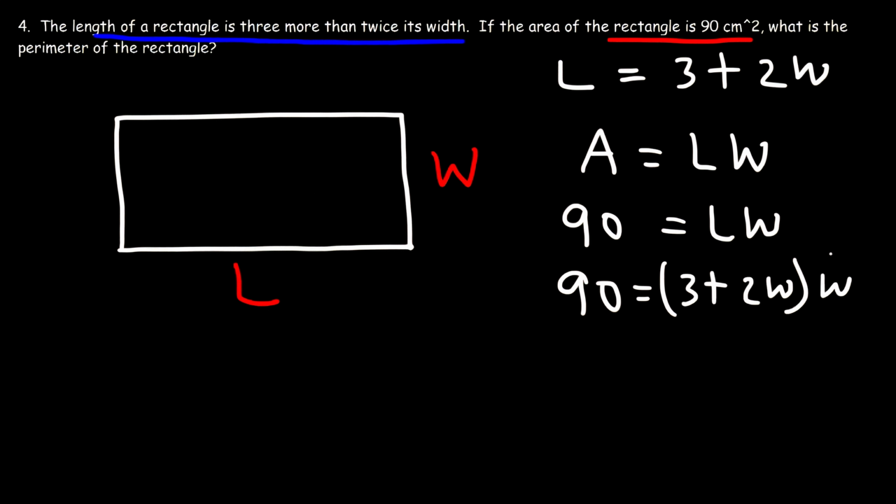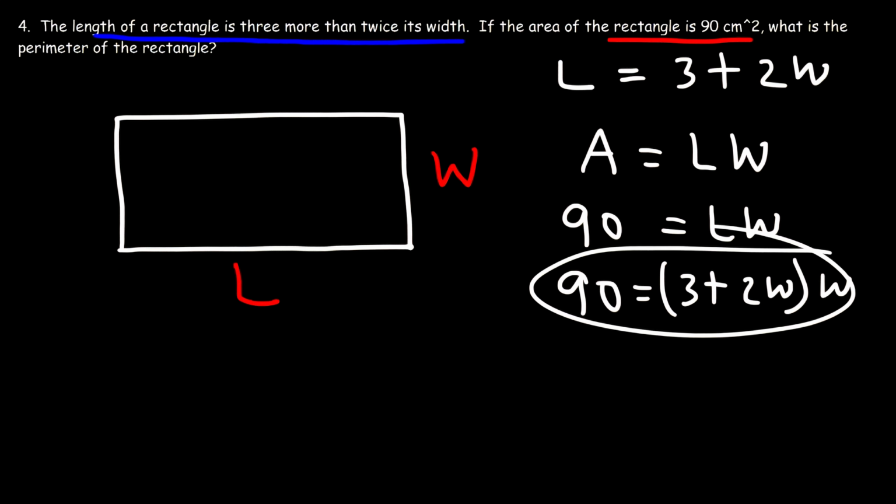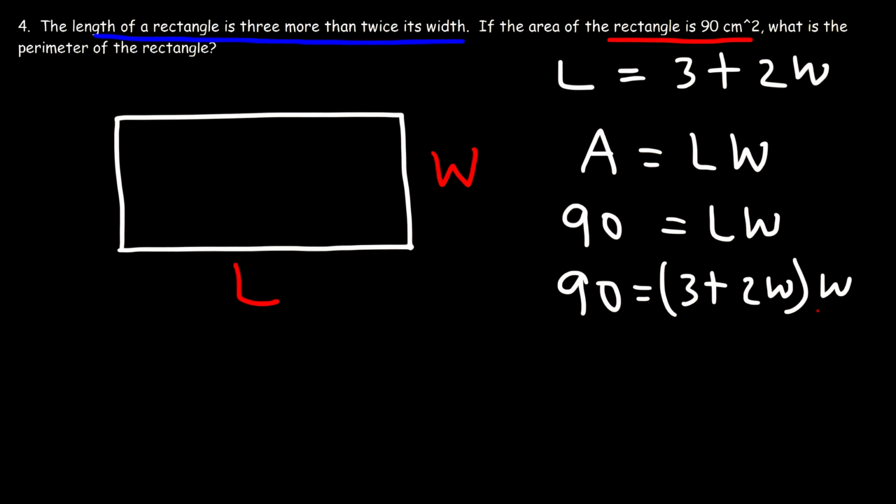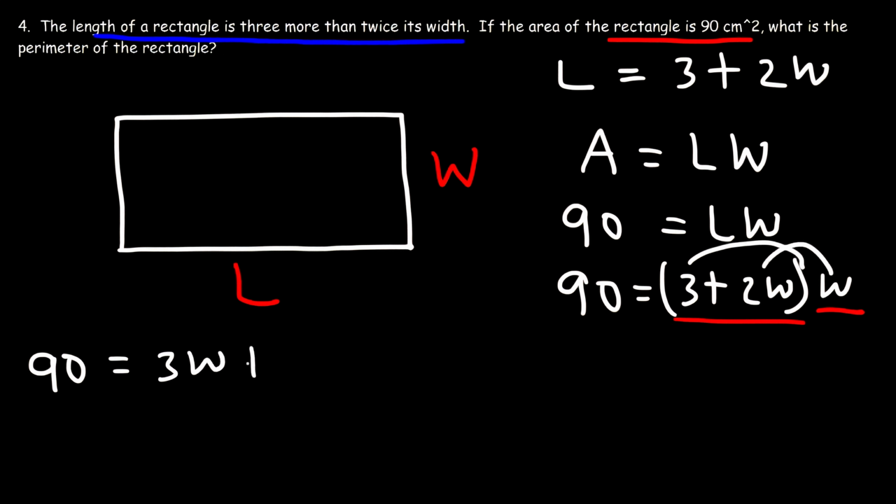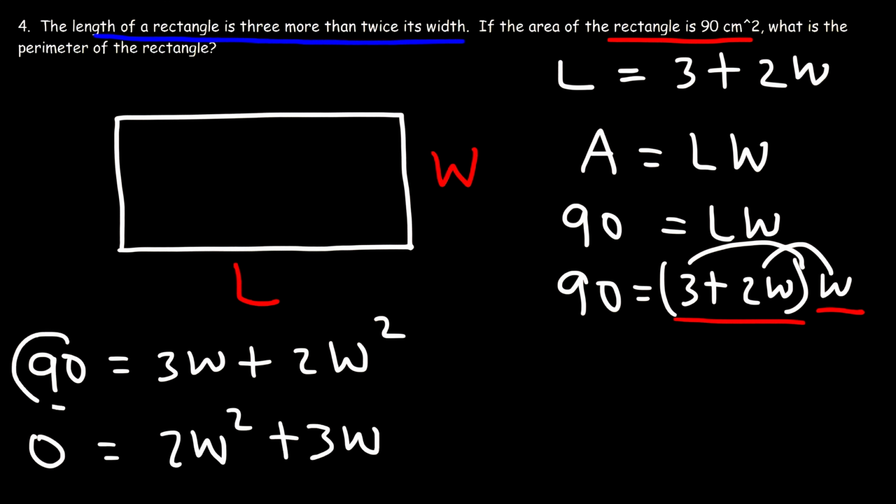So now we have an equation with only one variable, so we can solve it. But how should we go about solving it? Well, the first thing we should do is distribute W to 3 plus 2W. So it's going to be 90 is equal to 3 times W, which is 3W, and then 2W times W, that's 2W squared. And so I'm going to take this 90 and move it to that side. And I'm going to rewrite it, putting it in standard order. So it's 2W squared plus 3W, and then when you take the 90, which is positive on the left side, and move it to the right side, it's going to switch from positive to negative.